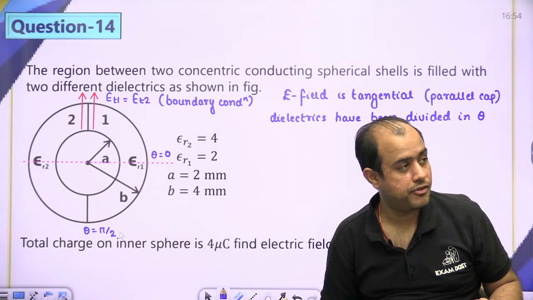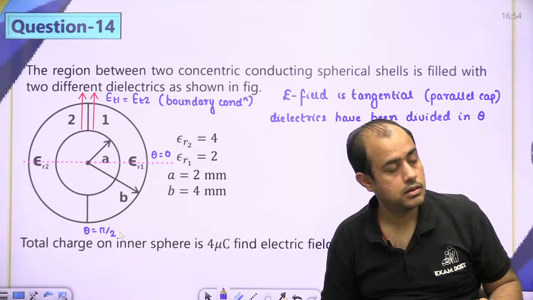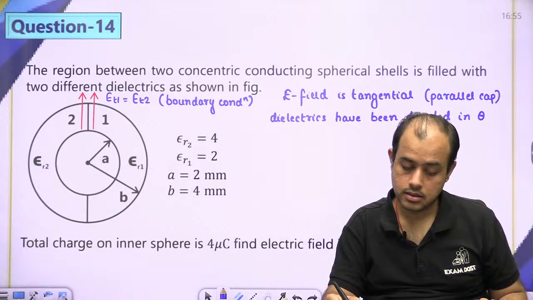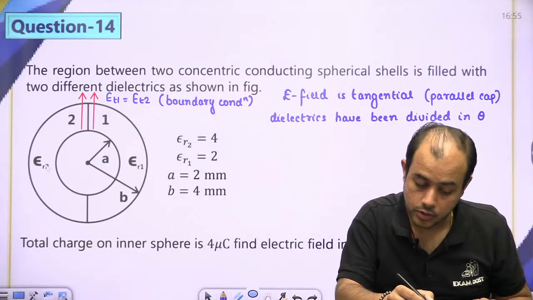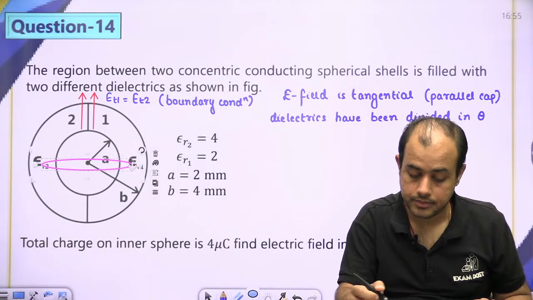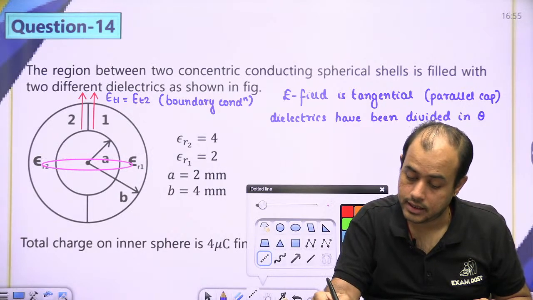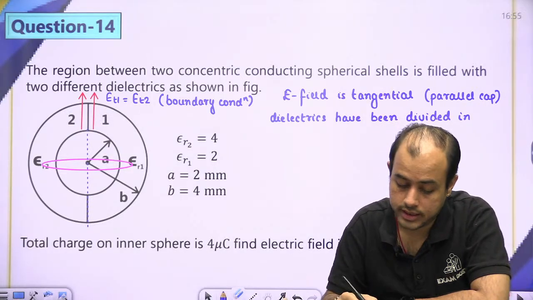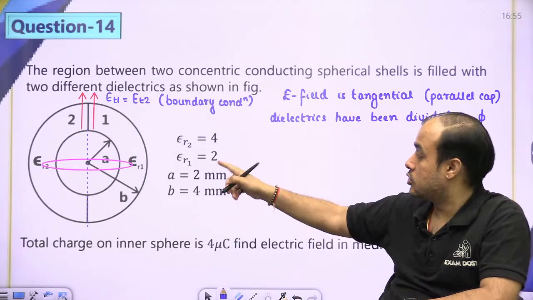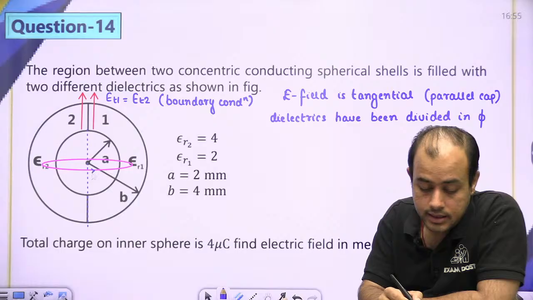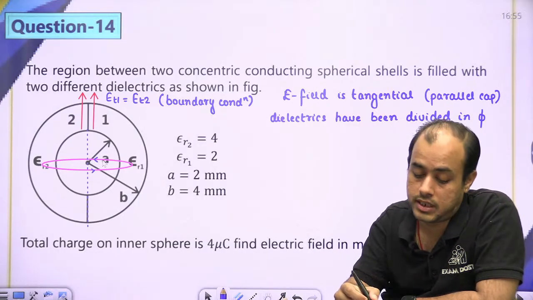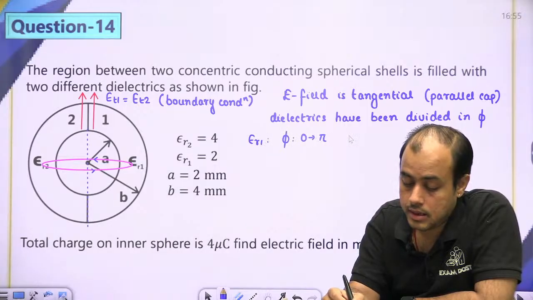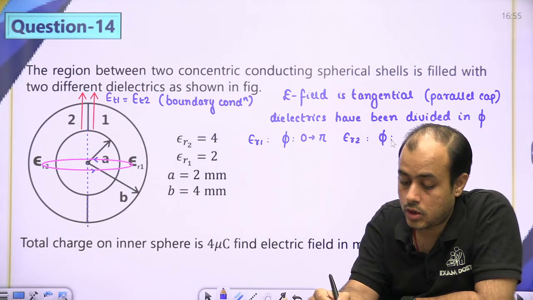Or rather we can say they are divided in phi. If you take a circle here, half of the circle will lie in the first dielectric, half will lie in the second dielectric. Actually they have been divided in phi. This pink circle varies in phi, so half the circle is in one and half in the other. Epsilon r1, phi varies from 0 to pi; epsilon r2, phi varies from pi to 2 pi.